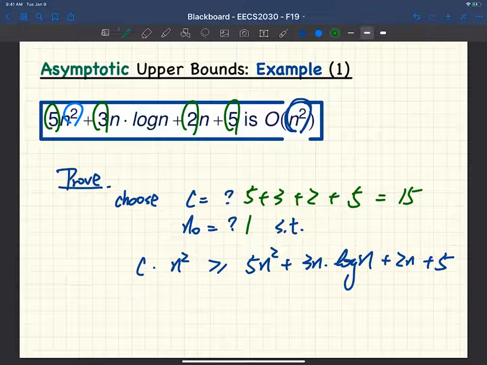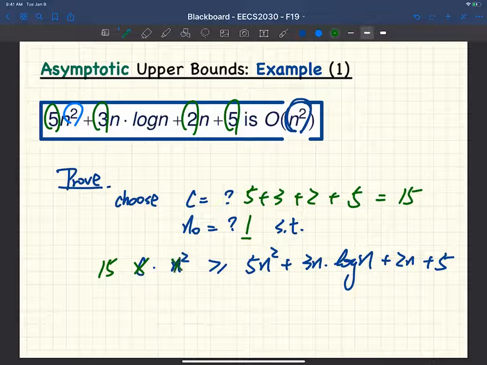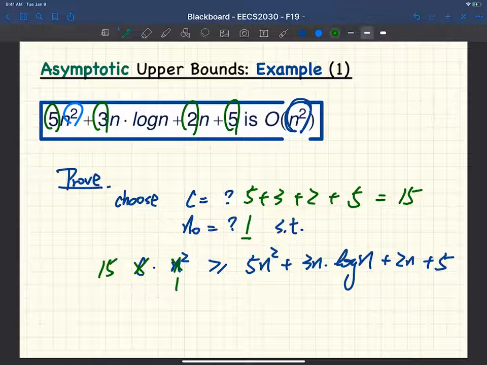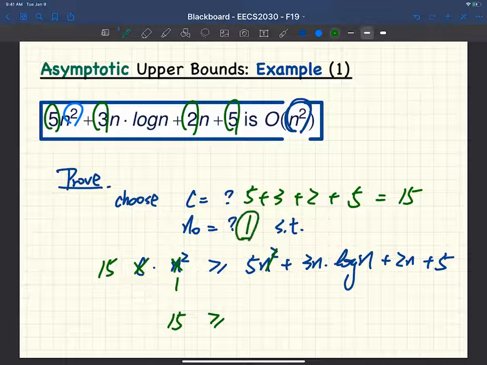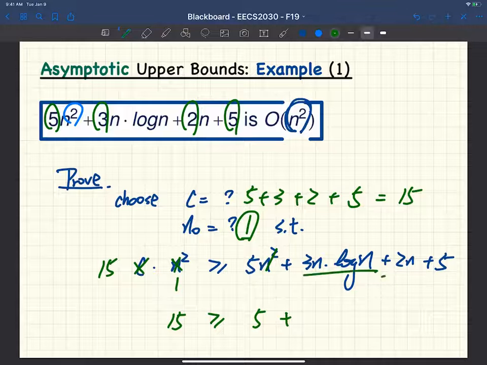Maybe, maybe not. If C is simply just 15, and then n0 is simply 1, so now let's replace n by 1. So 15 times 1, so we get 15. Is it larger than the right-hand side? Let's try. Again, n is simply just 1. 1 squared, so 5. Plus, now, what should this be? 0. Why? Log base 2 of 1 is 0.